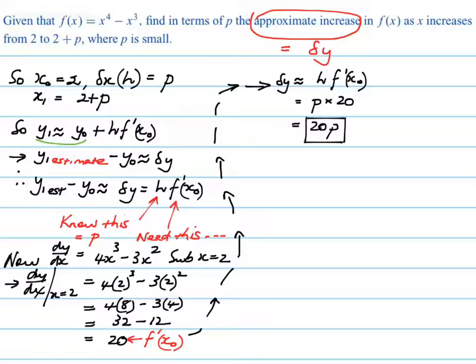So that is the answer. That is the approximate, not the exact, increase in f of x according to this linear approximation technique. Okay? Now, I can't tell you whether that's going to be an overestimate or an underestimate unless I actually look at the graph itself, and then I'd sure be able to tell you. Alright, how do you feel?